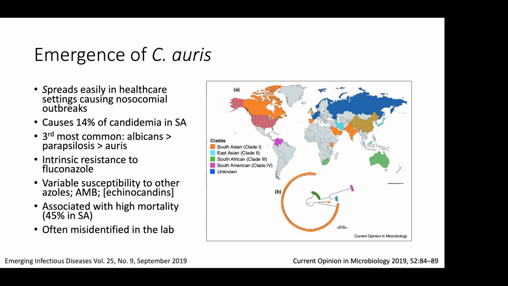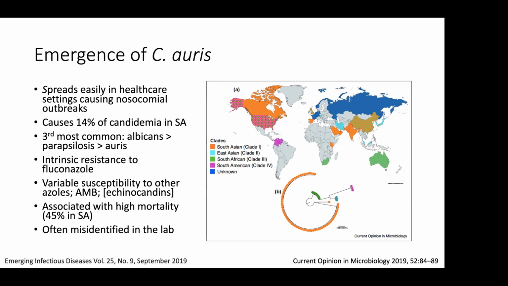Mark actually spoke last week about why it's so important as a nosocomial organism, which I'm not going to speak about again. But in the latest survey, about 15% of candidemia episodes were due to Candida auris, and it's now the third most common across South Africa after albicans and parapsilosis.